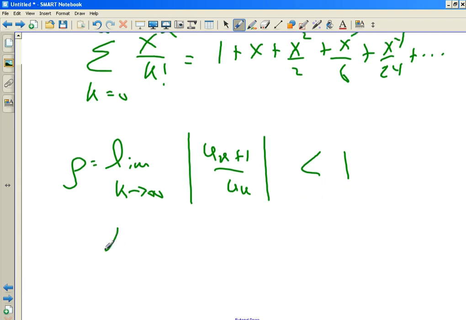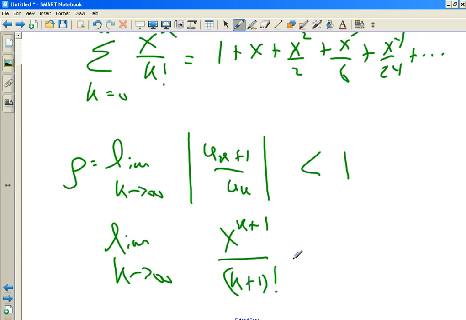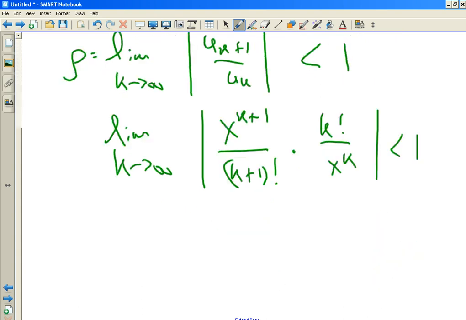We're going to find the limit as k goes crazy of x to the k plus 1 over k plus 1 factorial, times the reciprocal of u sub k, k factorial over x to the k. And we want to know when that absolute value is less than 1. This sounds like the most insanely difficult inequality you've ever seen, but you don't need help for this. Believe it or not, it's not that tough.